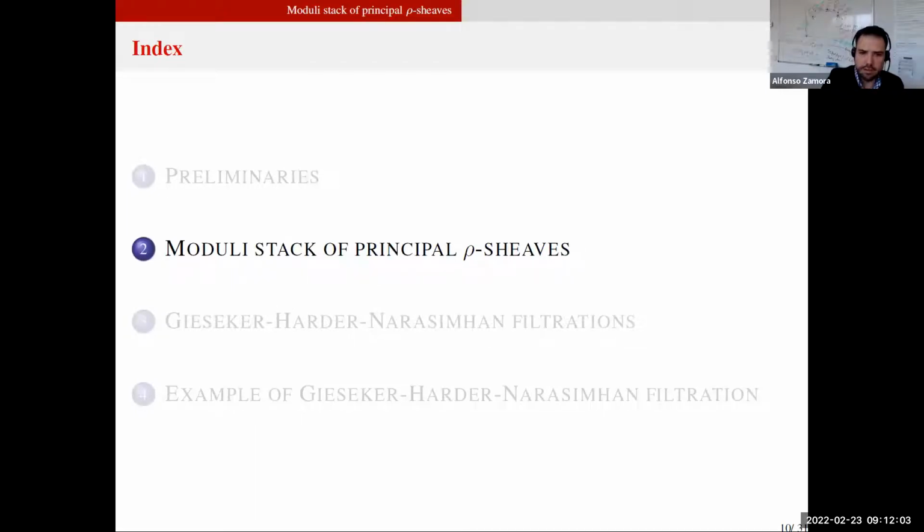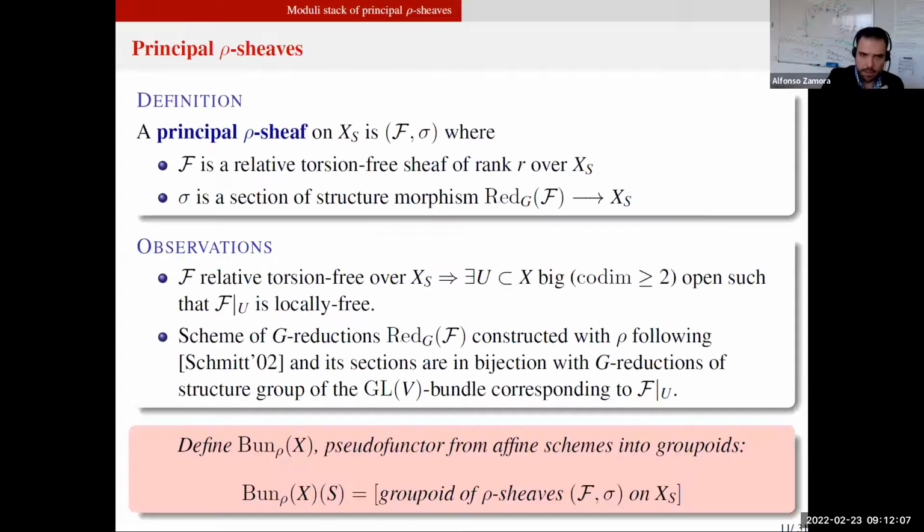So let me define the problem. Let me define the objects we want to study. For us, a principal ρ-sheaf will be a pair (F, σ) where F is a relative torsion-free sheaf of rank r over X, X is an S-scheme, and σ is a section of the structure morphism of reductions.